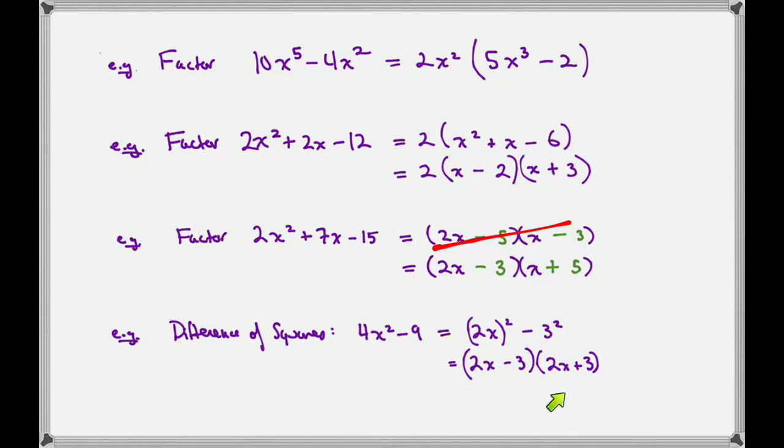So just check here, I get 4x squared, all the middle terms cancel out, and then I get minus 3 times 3, and that gets me minus 9 as it appears here. So we've successfully factored this difference of squares.